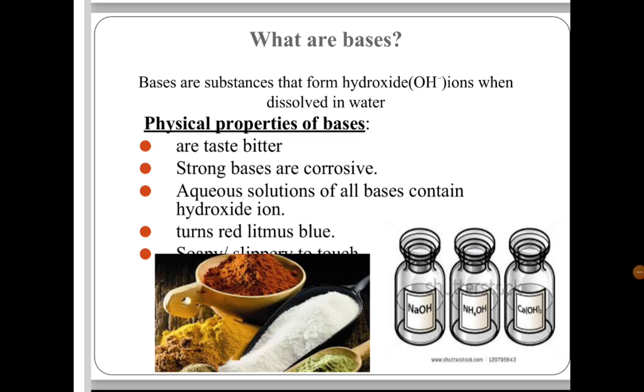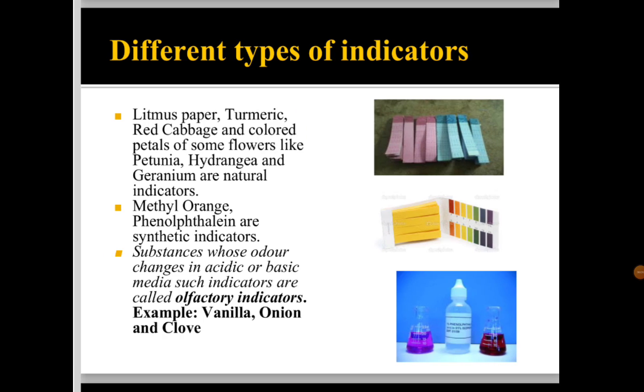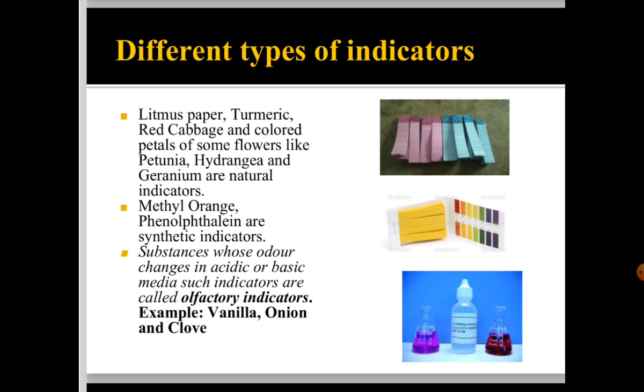Okay, let us go to the next slide. Different types of indicators. Now we will learn about types of indicators. Litmus paper, turmeric, red cabbage, and colored petals of some flowers like petunia, hydrangea and geranium are natural indicators.